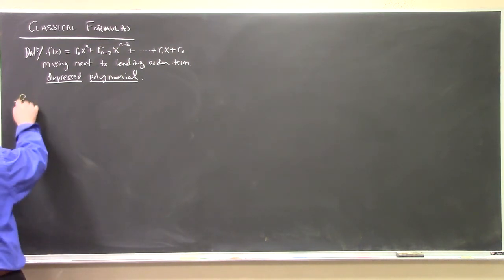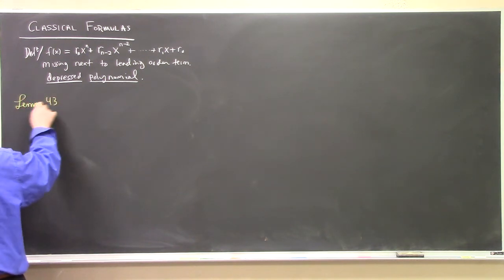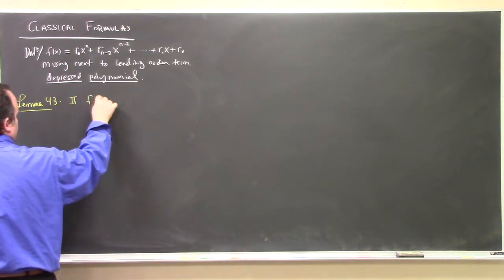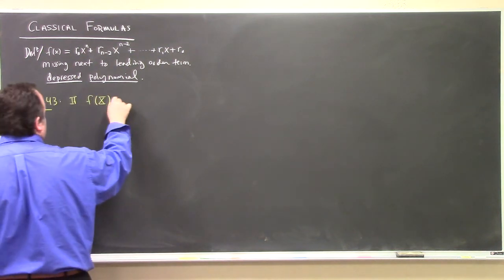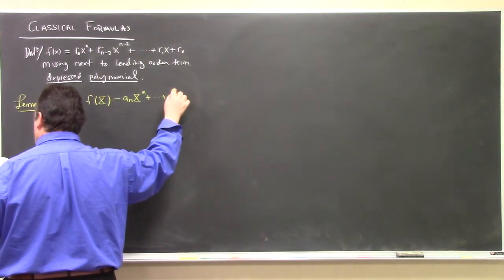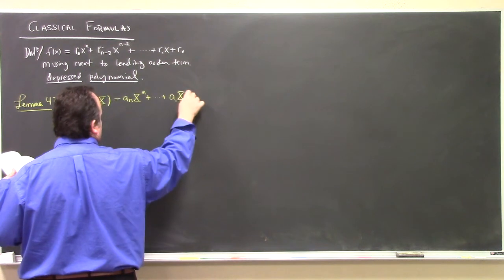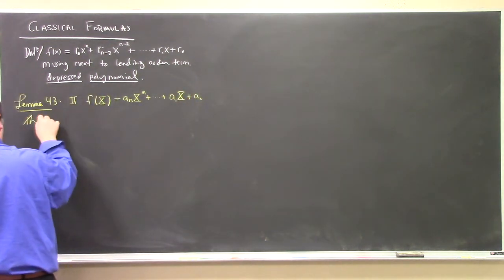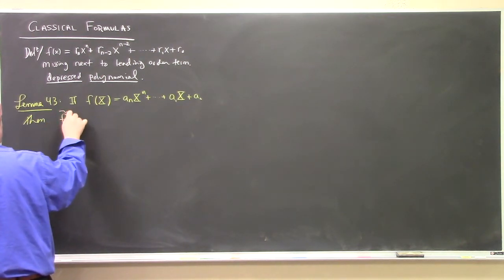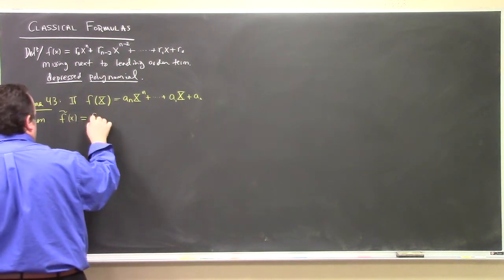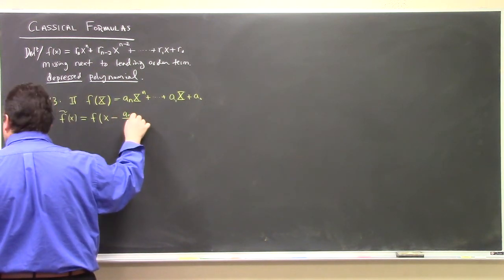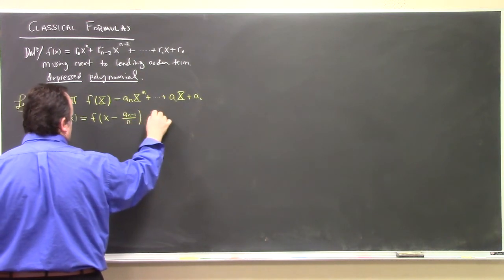Lemma, here's his lemma, 43. If f of big X equals a_n big X to the n plus da-da-da-da, you know, the usual song and dance, then f tilde of x, equal to big f of x minus a_{n-1} over n, is depressed.